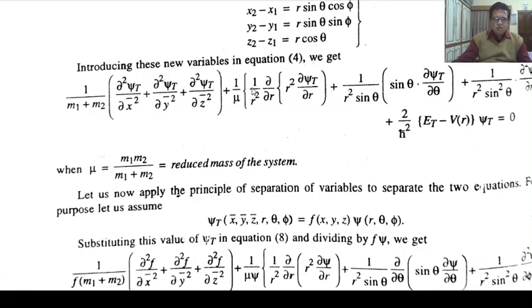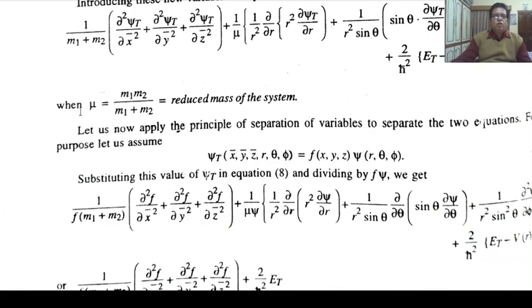If we see this bracket term, this is for its spherical polar coordinate system del 2 function, del 2 psi t plus 2 upon h bar square (Et minus V(r)) psi t equal to 0. Here mu equals m1 m2 upon m1 plus m2, the reduced mass of the system. What is mu? Reduced mass of the system.